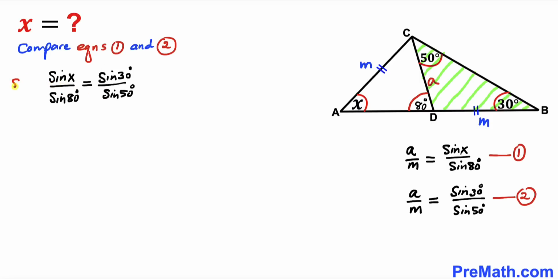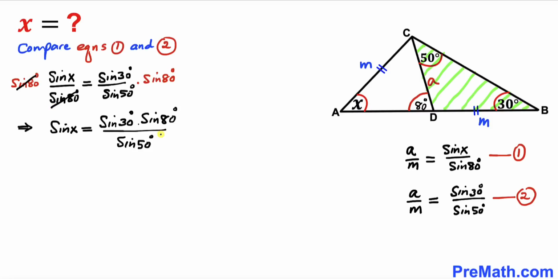So I'm going to multiply both sides by sine of 80 degrees on this side and sine of 80 degrees on this side as well. And here sine of 80 degrees and sine of 80 degrees is gone. And now we are going to manipulate all these terms on the right hand side to find the value of angle x.